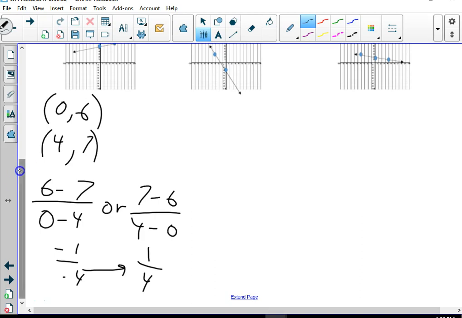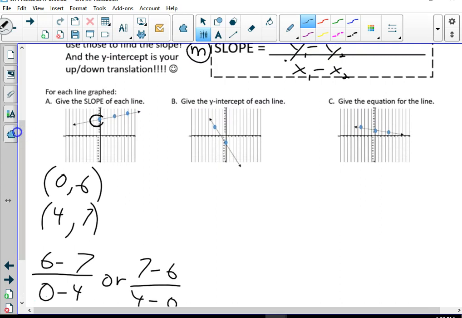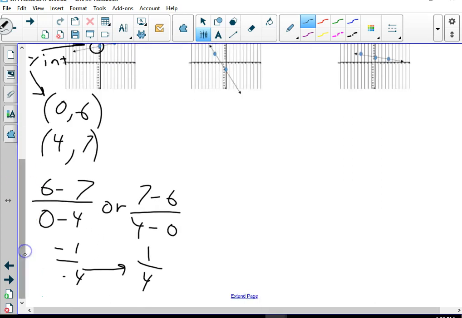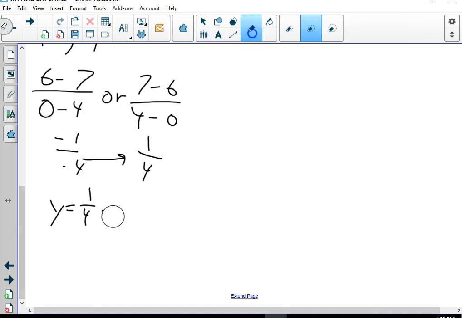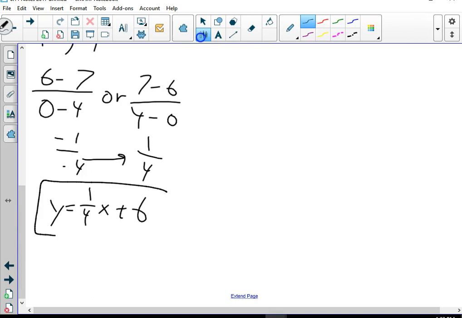Okay, now, notice that right there is the y-intercept. So you can find the y-intercept right there off the graph. And now to write the equation of the line, we have our slope. And we have our y-intercept. There it is.